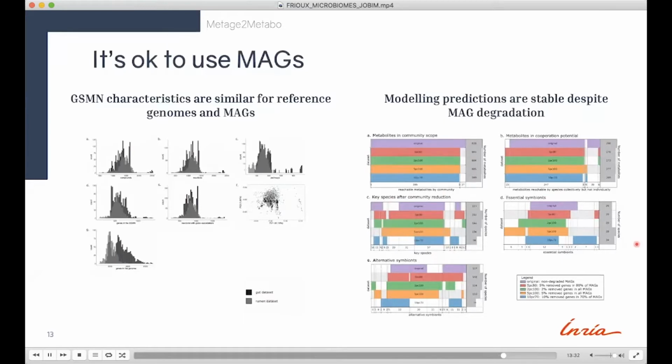So we can conclude that the criteria typically used for MAG quality, which is more than 80% completeness, is likely to be sufficient to get a coarse-grained yet valuable and reliable first picture of the metabolism in a community.